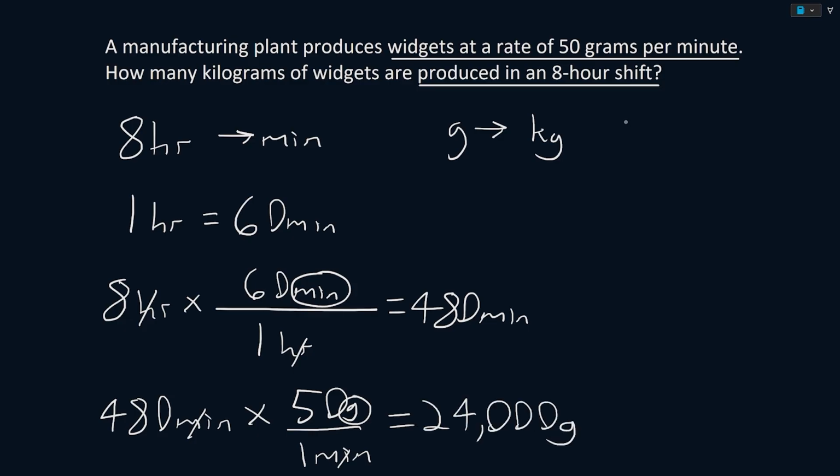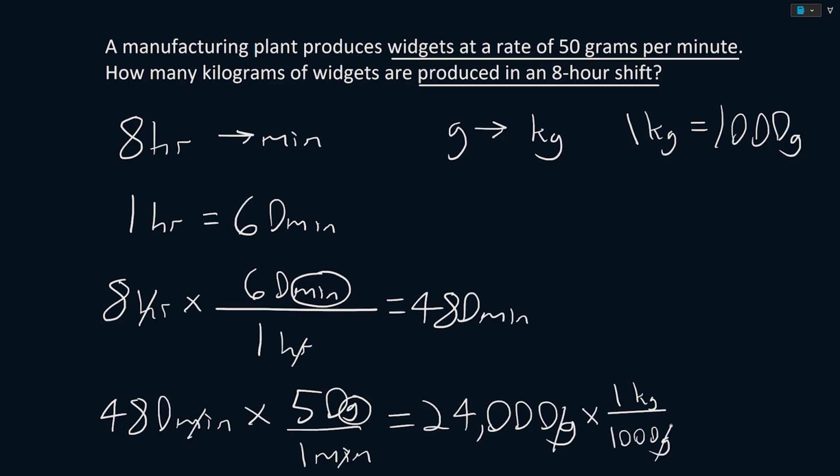grams. Finally, to convert grams to kilograms, we know that 1 kilogram is equal to 1,000 grams. So to convert the grams to kilograms, we need to multiply through our conversion factor of 1 kilogram is equal to 1,000 grams. Here the grams cancel out and leave us with kilograms. In solving this, we get that in an 8-hour shift, there were 24 kilograms of widgets produced.